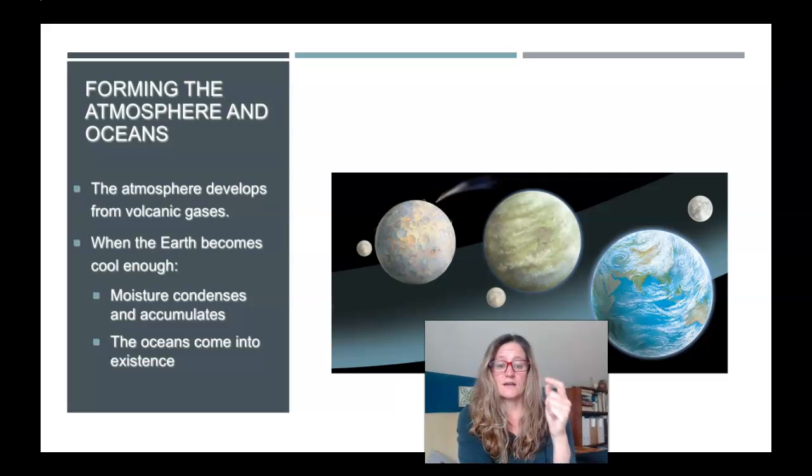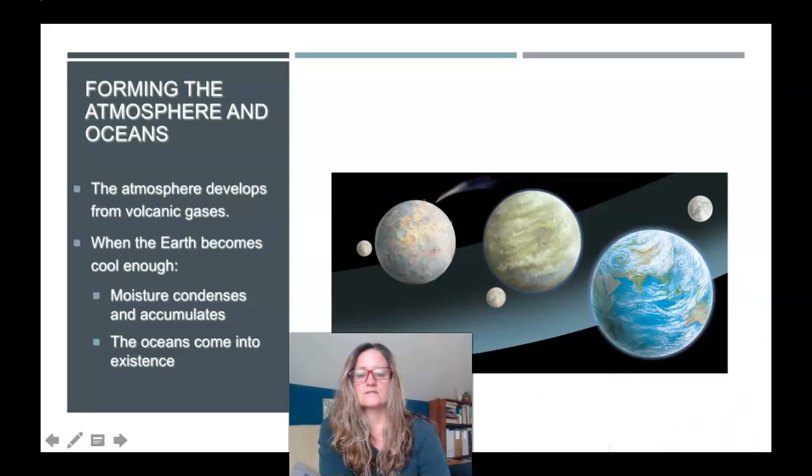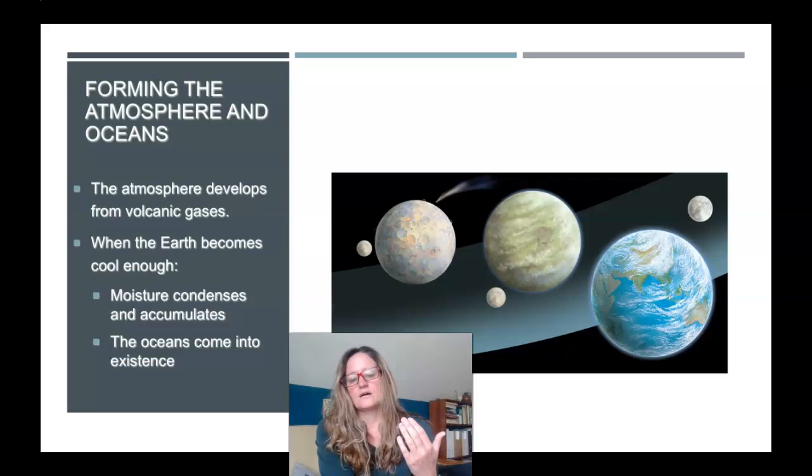So the lightest elements, remember, rose up to the surface. So our atmosphere and our water is the lightest of the light elements. But most of that, the molecules of the oceans and the molecules of the atmosphere, came from volcanic gases.